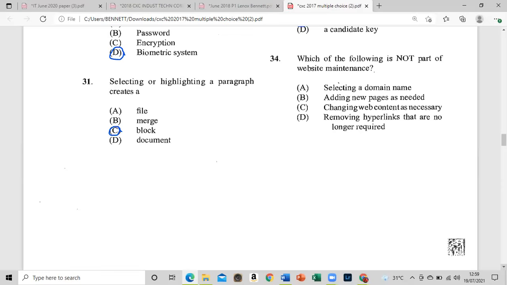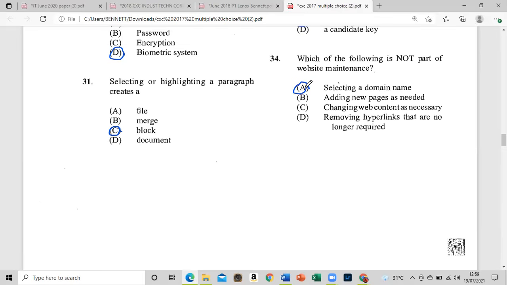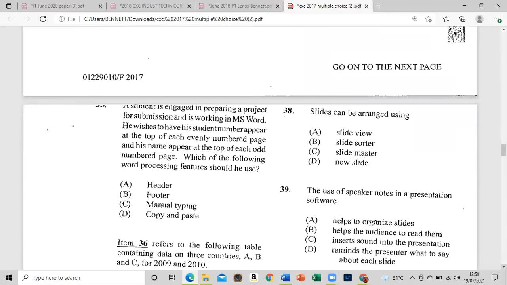Which of the following is not part of website maintenance? A, selecting a domain name? B, adding new pages as needed? C, changing web contents as necessary? Or D, removing hyperlinks that are no longer required? That is 34. Let's type in the answer. And it is that, right? To maintain it, guys, domain names are going to be there forever. Once I create it, the domain name is going to exist.